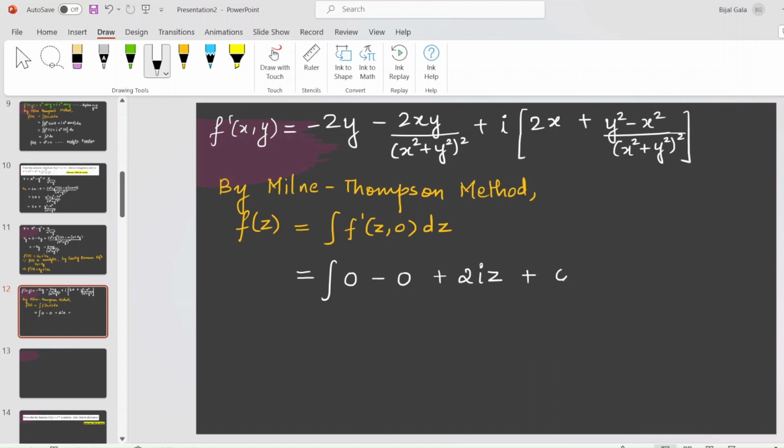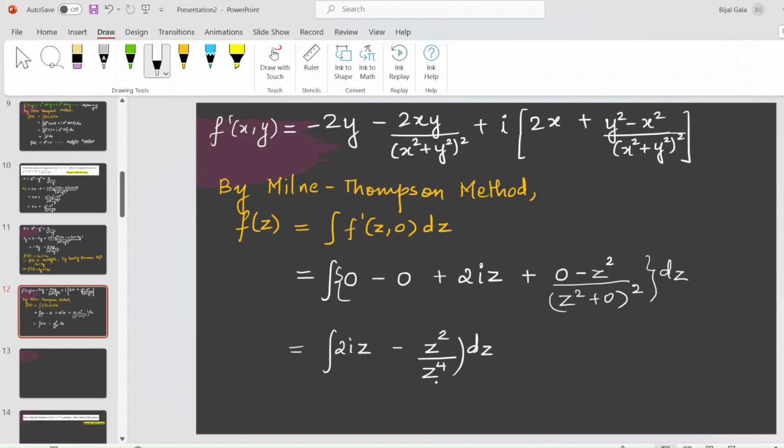The fourth term is 0 minus x square. Oh, sorry, x will be replaced by z, divided by z square plus 0 the whole square. And this entire thing I have to integrate with respect to z. So I have an integral of 2iz minus z square over z raised to 4. This is z square the whole square, which is remaining, dz.